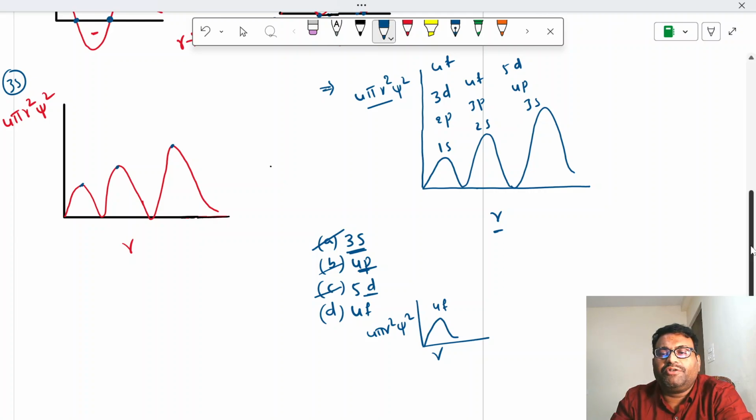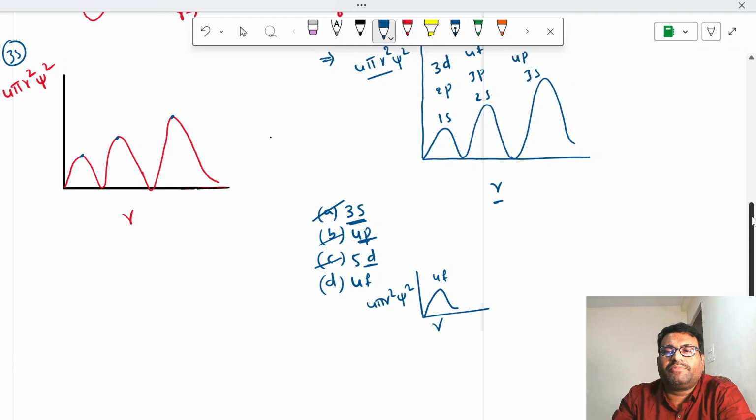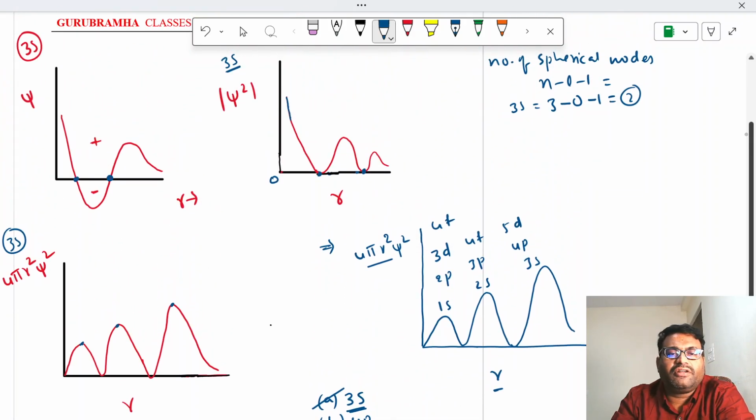So the main thing you need to remember is that the peaks must be in ascending order when a graph is drawn between radial probability and r, and the peaks must be in descending order when a graph is drawn between psi square and r. That we need to remember.